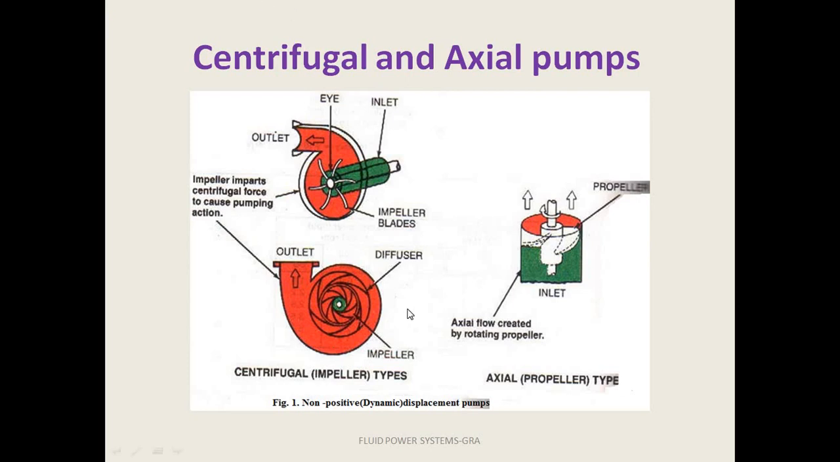So this is the normal construction. This is the outer casing. It is having an inner part called an impeller. The impeller will be having blades. So these are the impeller blades. These impeller blades are mounted on a shaft. This shaft is connected to the motor. This green color pipe is the inlet pipe of the fluid.